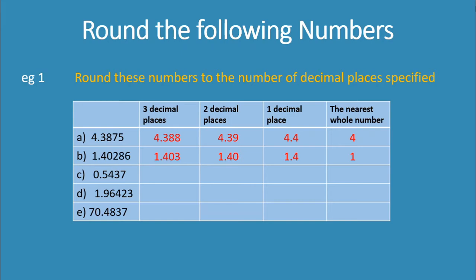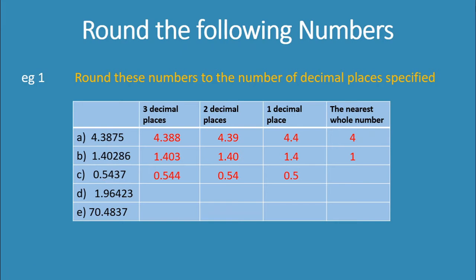Next, 0.5437 to 3 decimal places, that's where this 3 is, in the thousandths position, and there's a 7 next to it. 7 is bigger than 5, so we'll round up. Next, to 2 decimal places, that's where this 4 is. A 4 with a 3 next to it is not going to round up, that's going to stay a 4, 0.54. Next, to 1 decimal place, that's where this 5 is. It has a 4 next to it, that's not more than 5, so we'll leave it as it was.